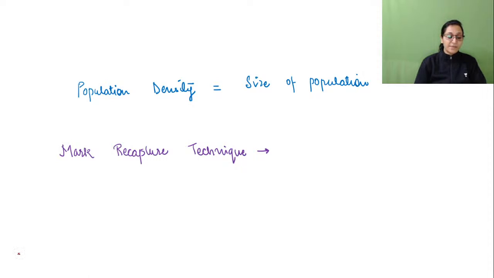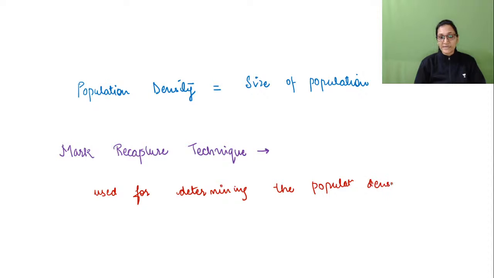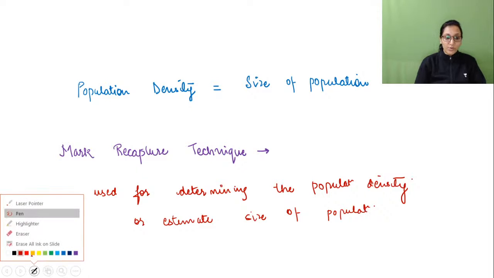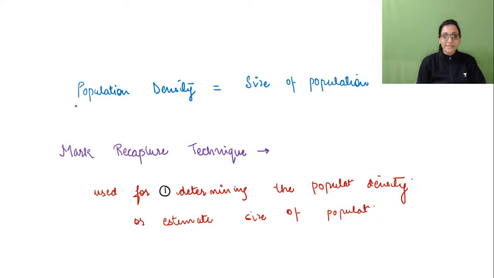Yes, tell me. Mark recapture technique is used for determining the population density, right? Or to estimate the size of population, right? So in both of the lines which I have written over here, both of the things are covered. Determining the population density, that is this thing, and estimating the size of population, that is this thing. So mark recapture technique is used for determining the population density or estimating the size of the population of a particular area.